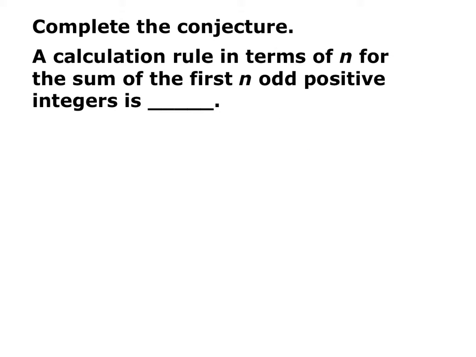All right, here's a little bit different kind of conjecture. It says, I want a calculation rule in terms of n, so like a formula that has n in it, for the sum of the first n odd positive integers. So I'm adding up odd integers. I'm adding 1 odd integer, I'm adding 2 odd integers, 3 odd integers, and I want to see how I can get what the total of them would be. A little bit harder one.